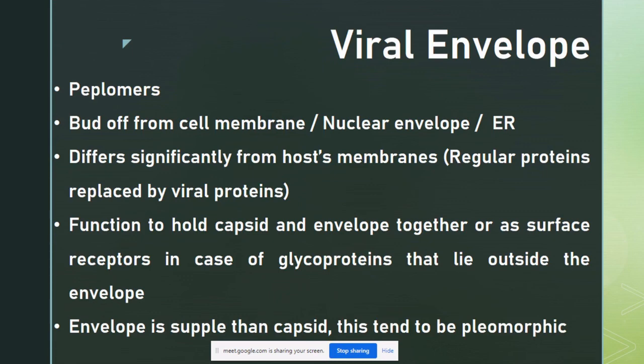The envelope is supple, as in soft. The envelope is softer than the capsid, and it tends to make the virus pleomorphic. When I say pleomorphism, that means a single cell shows different forms throughout its life. So a single virus, because sometimes it has a very soft envelope, may show different kinds of structures. Are you all understanding this? This is what we call pleomorphism. Have you all understood this?